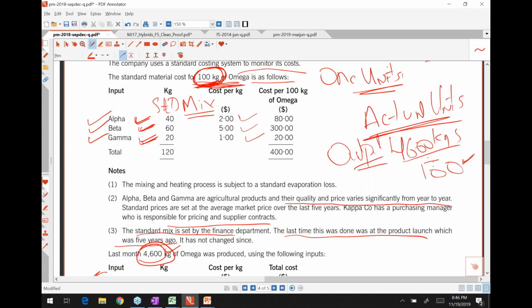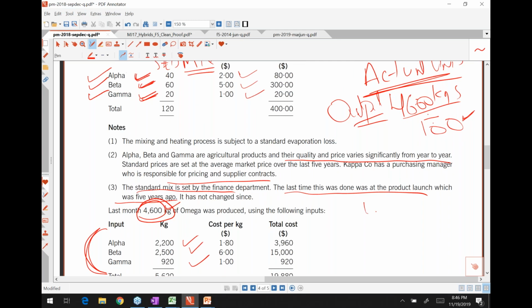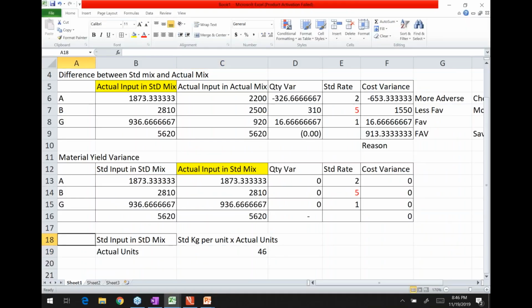Francisco, 120 kg is the input here. What I'm doing is I'm saying that 4600 kg is the output kg, right? And 1 unit requires 100 output kgs. This means 46 units we have prepared here. Okay, so now it's all done.